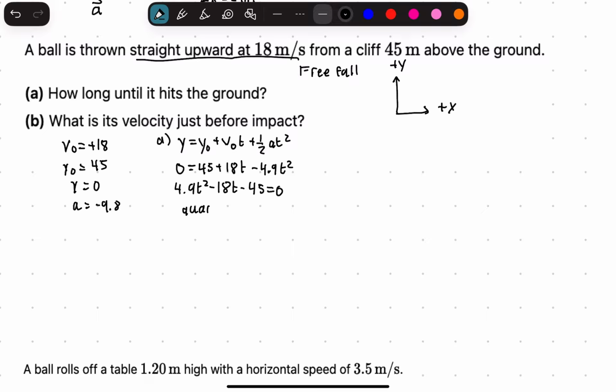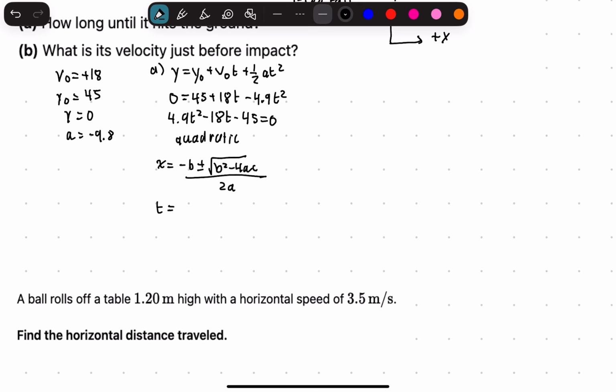And because it's a quadratic, we can use the quadratic formula, which is x is equal to negative b plus or minus the square root of b squared minus 4ac over 2a. Now, instead we use t, because t is our variable, which is similar to x here. So that's going to be plus 18 squared. And the reason why we have no negative is because time can't be negative, so you discard that.